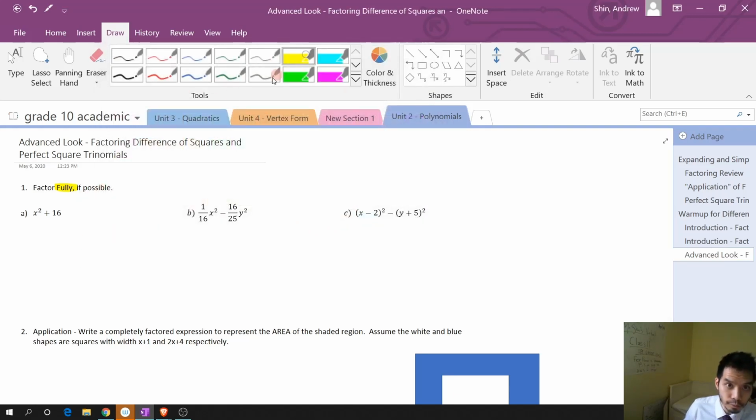And this other portion, I skipped: if possible implies that there might be questions that aren't factorable. You can't break them down into factors. So let's be aware of that when we take a look at these three questions.